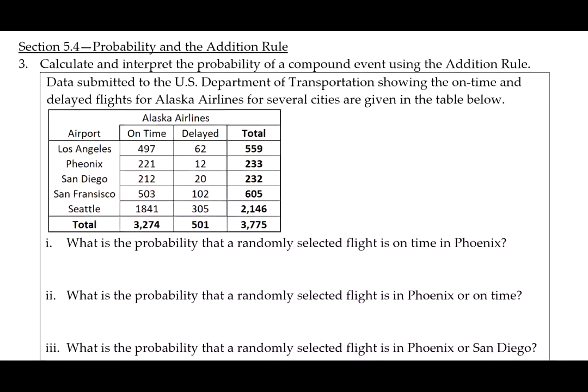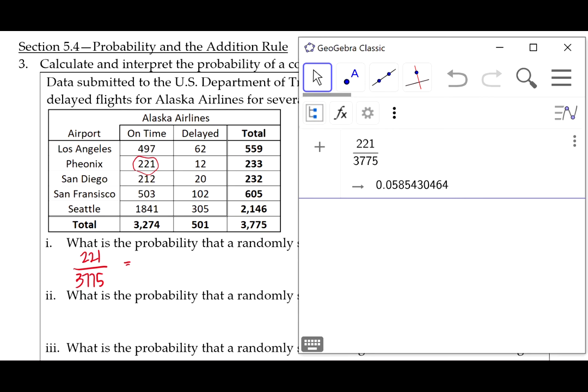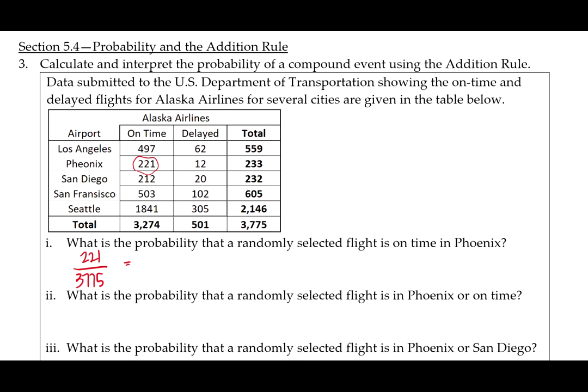So, to be on time in Phoenix means the flight is one of these 221 that are in the on-time column and the Phoenix row. So the probability that a randomly selected flight is on time in Phoenix is 221 out of the total, which is 3775. And we can do that actual calculation in GeoGebra. 221 divided by 3775 gives us 0.059. Let's round to 3 decimal places.